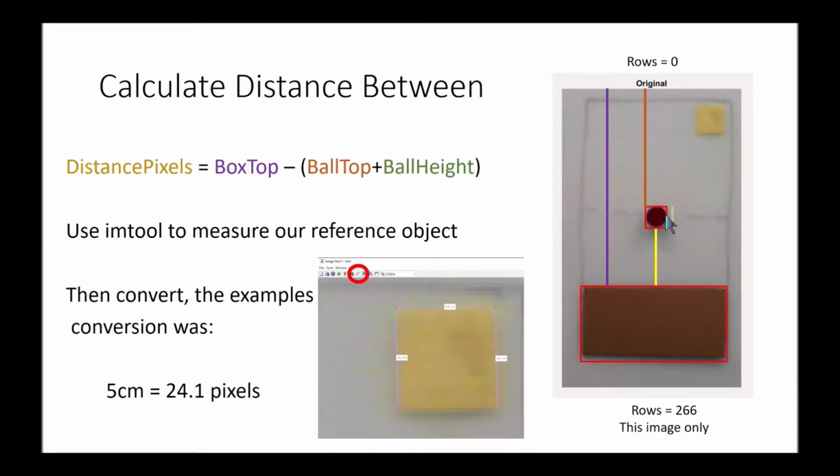I can then convert that into centimeters by going in and taking my reference image, which is my 5 centimeter by 5 centimeter square that was yellow in the initial image, and then knowing that, I can convert that into pixels. So I can go in, measure the 24.1 and set it equal to, and then develop my conversion from that.